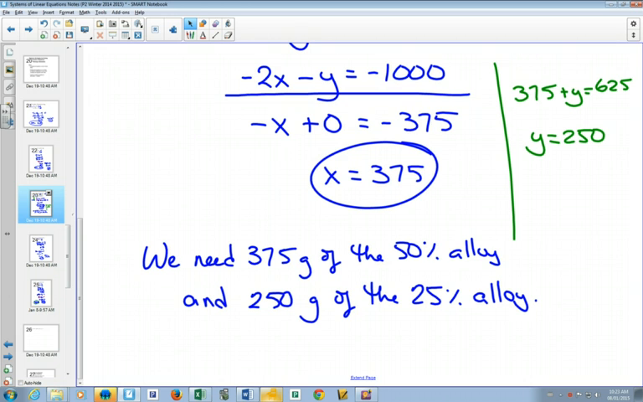Just a little check. 40%, is that closer to 50% or 25%? It's closer to the 50. So one thing you can do is sort of just a mental math, somewhat of a check. You know that in your answer, you should use more of the 50% alloy than the 25% alloy because 40% is closer to 50%. So it just sort of gives you a little heads up of, have I labeled things right? Because sometimes when you write this down, you might have mixed up x and y, so that can help you.